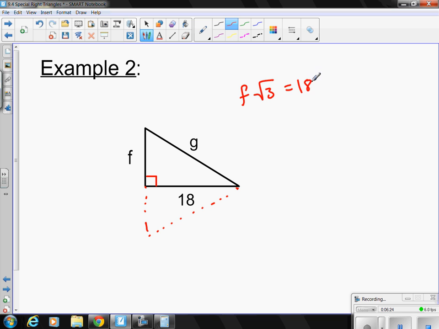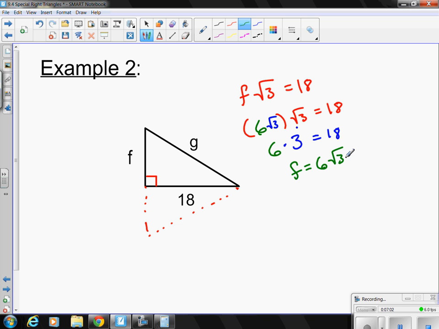So I know since there's no radical over here, f has to have a radical in it. Okay, so square root of 3, I have to multiply that by a square root of 3 in order for the radical to disappear. Square root of 3 times the square root of 3 is 3. So I ask myself, 3 times what is 18? 3 times 6 is 18. So we know f equals 6 times the square root of 3.